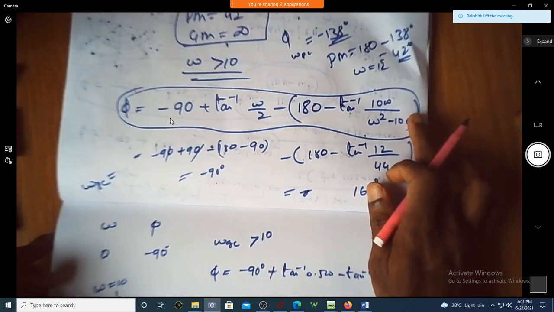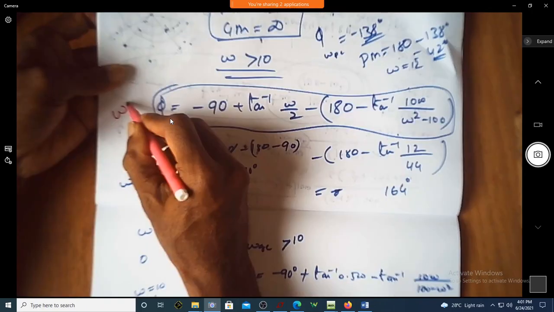This is the change that you have to make. Since the value of omega GC you got is 15.23, we used the phase equation for omega greater than 10, because your omega GC is more than 10.